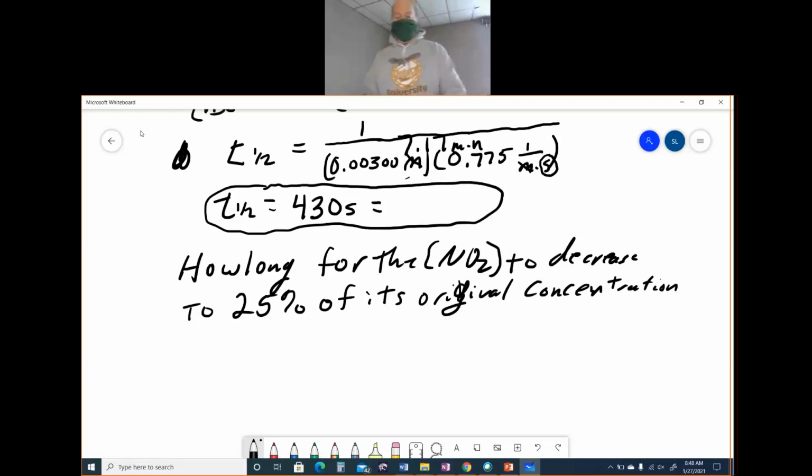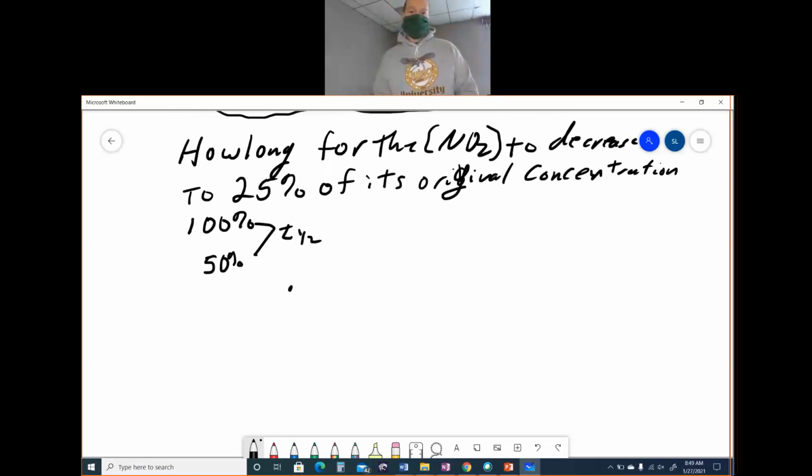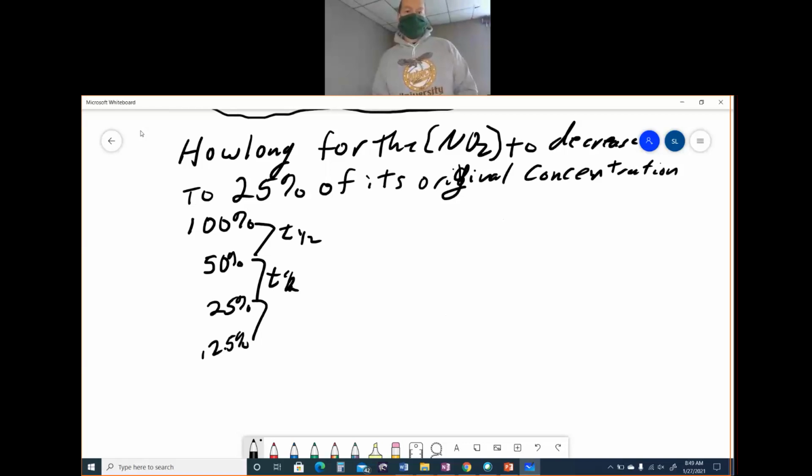There's a couple of ways to do this, but if you have a percentage, I always do it this way. You're starting at the initial, that is 100%. If you go down to 50%, that is a half-life. If you go down another 50%, that is 25%. If you go down another 50%, now you're at 12.5%. Another, 6.25%. You can keep going and going.